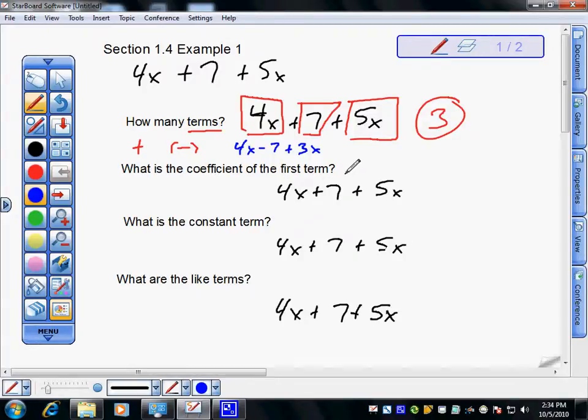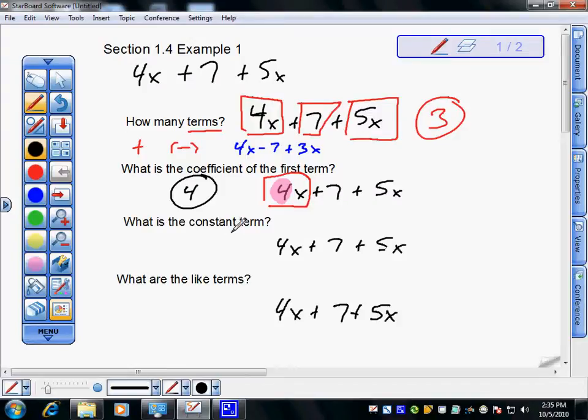So what is the coefficient of the first term? Well, given the order that they're in, our first term is going to be 4x because I have 1, 2, 3 terms. So for the coefficient of the first term, we're going to focus on that 4 being the coefficient, otherwise known as the value associated with the x variable.